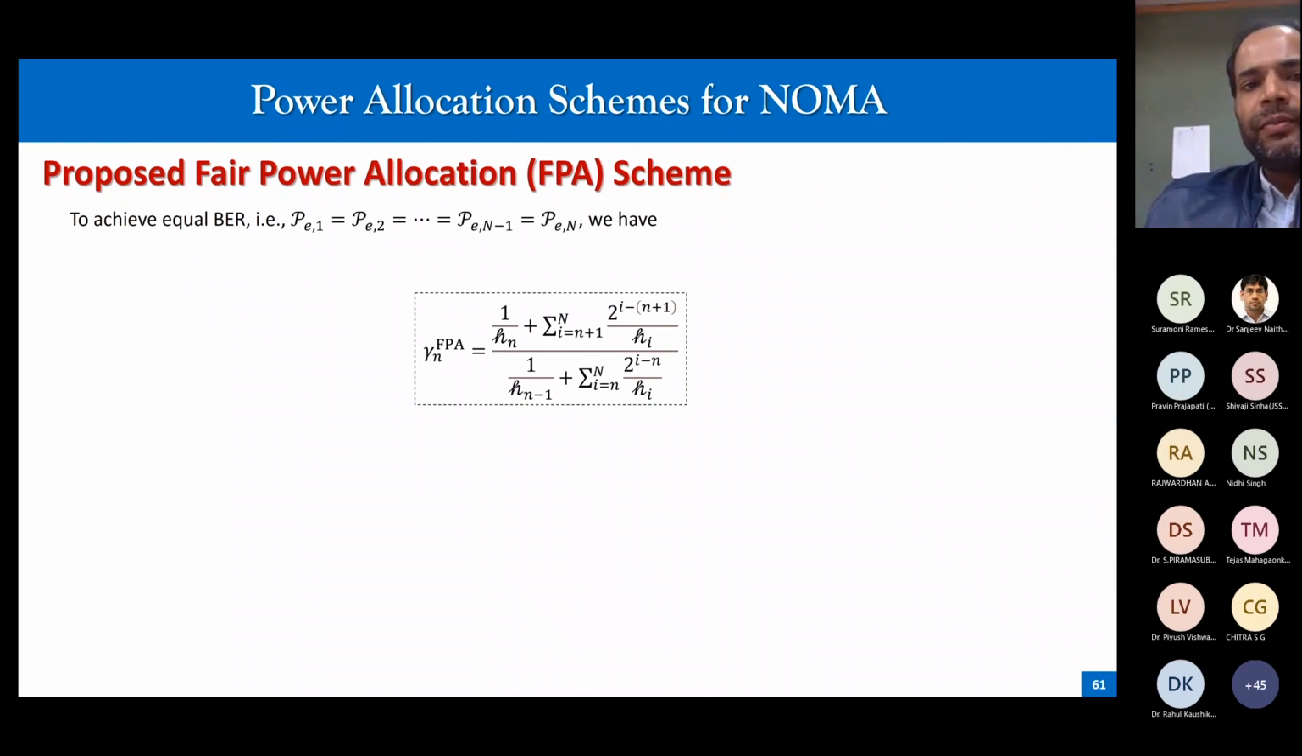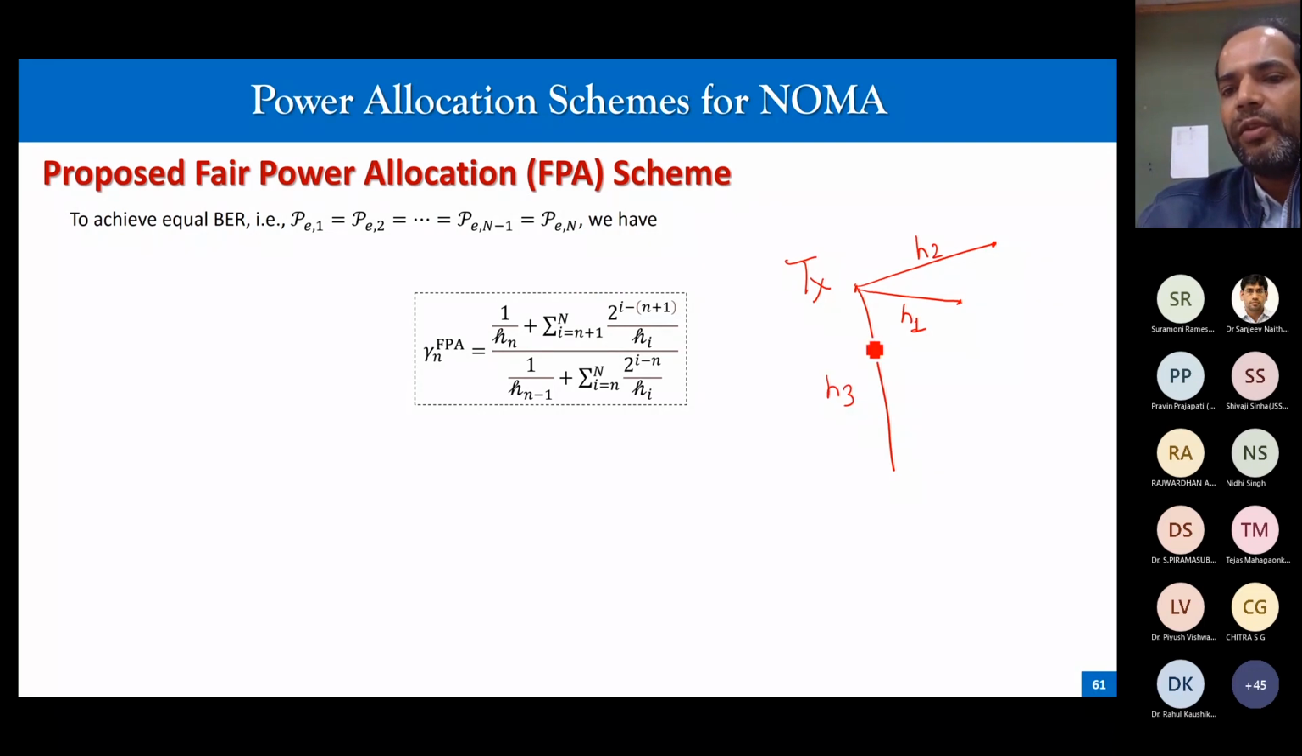So now we are proposing a power allocation scheme for NOMA, and this we have done. Intuitively, suppose I have one transmitter and there are 3 users. This user is the closest, so it will have the highest channel coefficient H1. This will have the second highest, and this is the farthest, so it will have the channel coefficient H3, such that H1 is larger than H2, which is larger than H3.